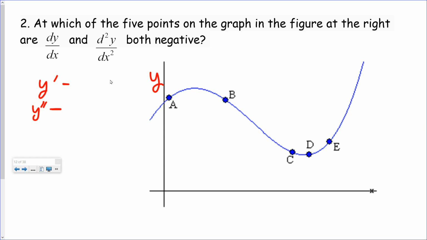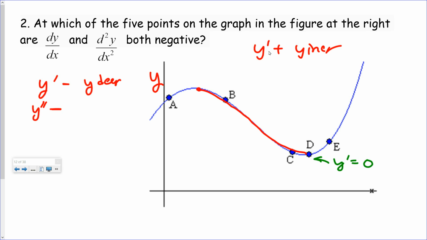Remember, when y prime is positive, y is increasing. But when y prime is negative, y is decreasing. So for sure, it's got to be on the decreasing part. What's y prime right here at D? 0. So it's going to be B or C. Everybody good with that? Let's go to the second derivative test.